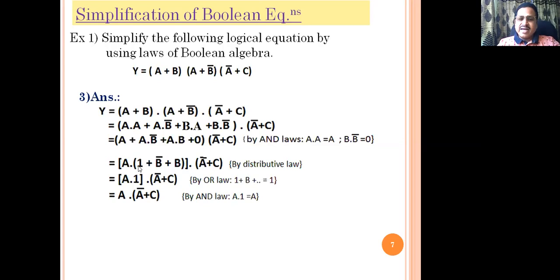So now here in bracket, 1 or variables are there. ORing of any number with 1 always equals to 1 by the OR law. So replace whole term in bracket just by 1. So you'll get here equals to A and 1 and A bar or C. Now here, ending of number with 1 always equals to same number by the AND law. So this will get simplified equals to A and in bracket A bar or C.